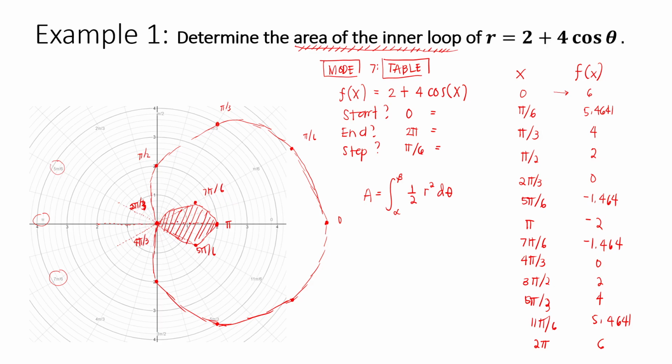So again, we're going to look for the boundaries wherein the inner loop started and ended. It started with 0 and ended with 0. So this is the angle here and the value. And then the inner loop ended at 0 again, at this point.